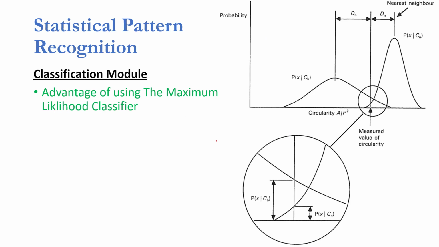This slide focuses on the advantage of using the ML classifier. Suppose that the unknown object has this circularity value, which is shown over here and over here as well. If we use the nearest neighbor classifier, it will classify this object as a nut because it is nearer to the center of the class of nuts than to the center of the class of bolts. Whereas the ML classifier will label it as a bolt.